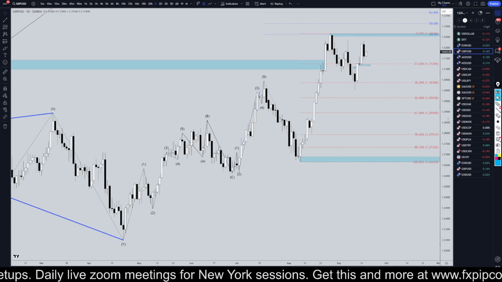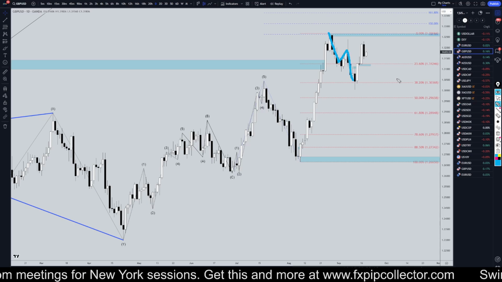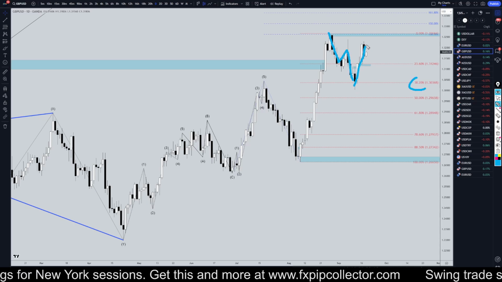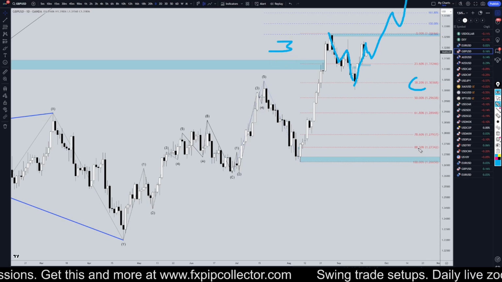Going down to the daily time frame, on the daily, it just looks like 3 waves down, doesn't it? 1, 2, 3 waves down. Fibonacci bounce and engulfing up. I mean, it just looks like an uptrend that is continuing, all subdivisions of that wave 3.